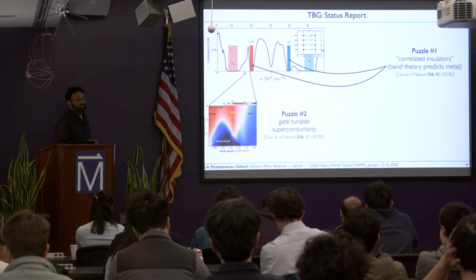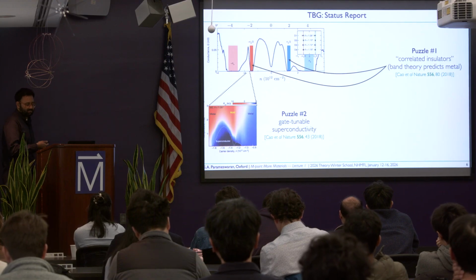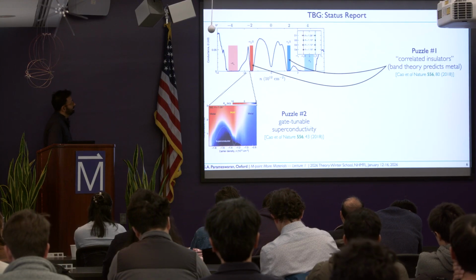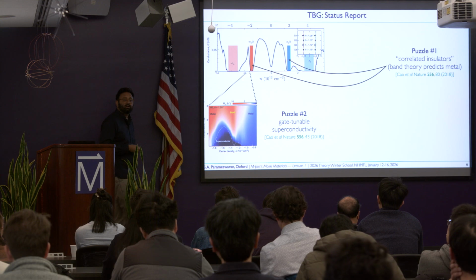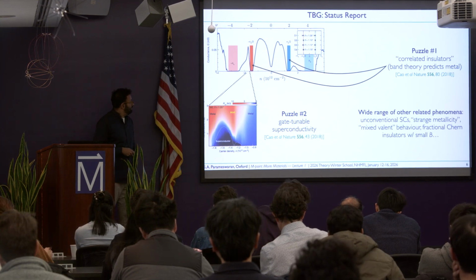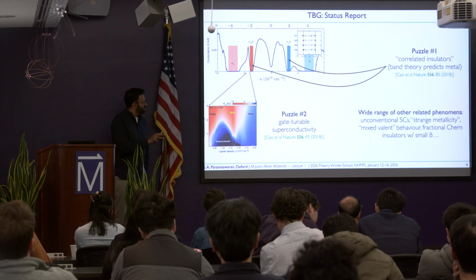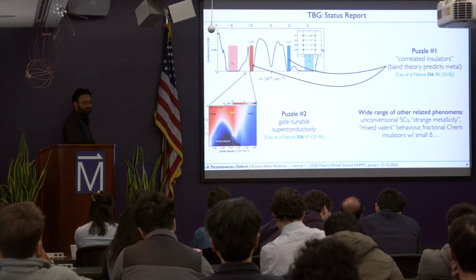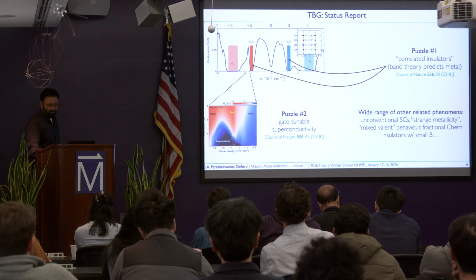So what's a status report on where we stand, let's say 7 years or almost 8 years since those first papers, on answering those 2 puzzles? So as a report card to ourselves, I should say there's also a wide range of other related phenomena, but they're tied to one or other of the 2 key underlying puzzles.